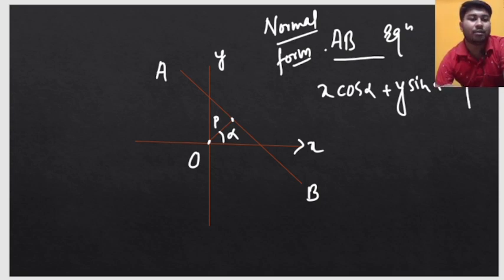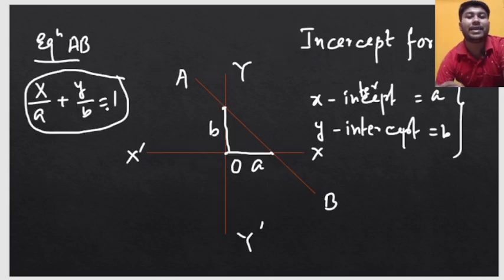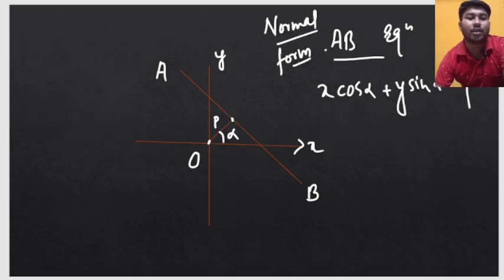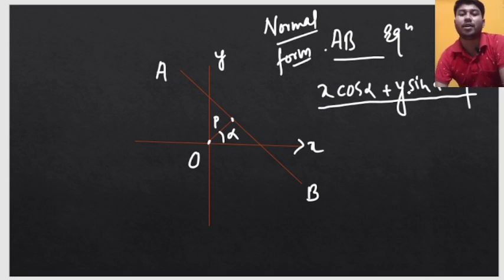If you write down the equation of AB in intercept form, it will be x by a plus y by b equals 1. And if you write down the equation of this line in normal form, it will be x cos alpha plus y sin alpha equals P, where alpha is the angle made by the perpendicular drawn from the origin to the line with the positive x axis, and P is the length of the perpendicular.